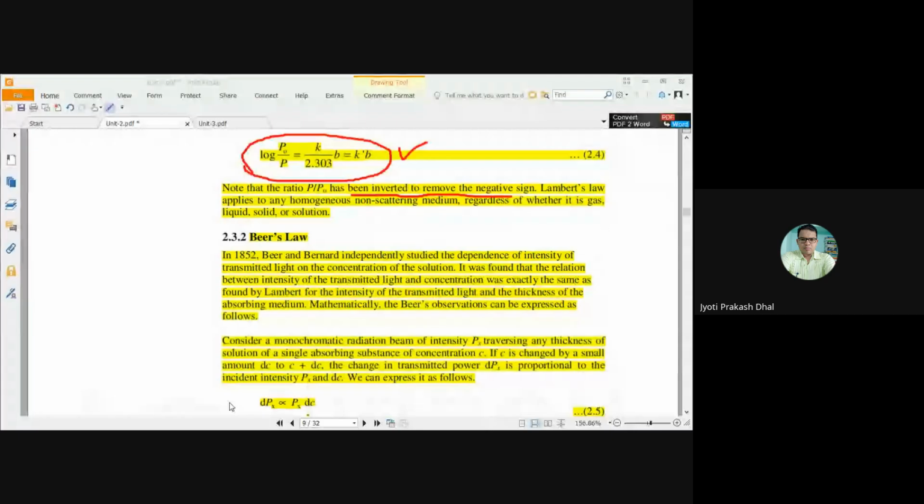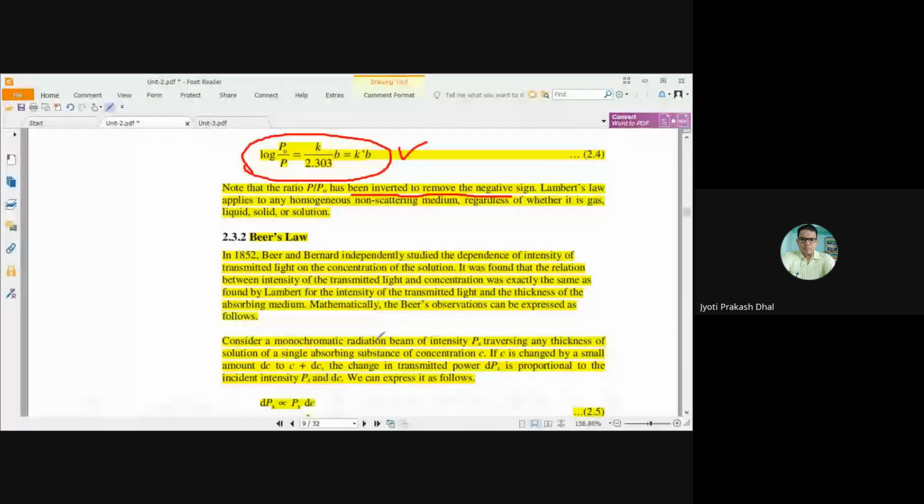Okay, so now we'll continue from Beer's law. Initially we discussed one law, that was Lambert's law. Now we will discuss Beer's law.